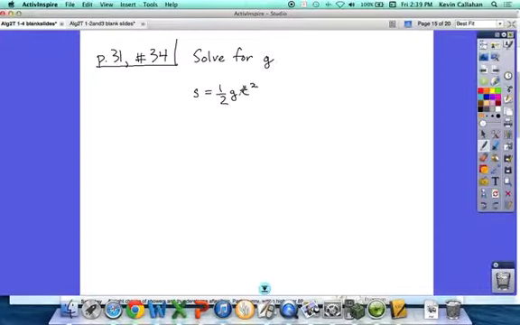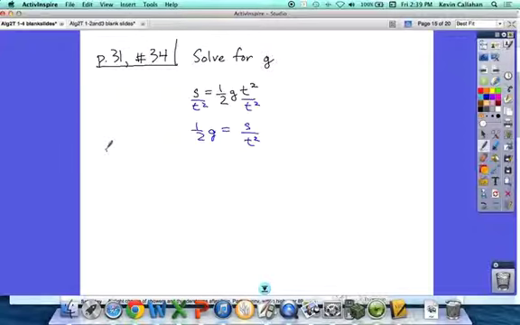Well, you know, what's the operation between the G and the T squared? It's a multiply, right? So how do you get rid of a multiply? You divide. So in one step, you could do this. Divide by T squared. Now we've got 1/2 G equals S over T squared. Okay, so we're saying multiply both sides by 2. How many we're going to say divide by 1/2? Okay, same thing. Dividing by 1/2 is the same thing as multiplying by 2.